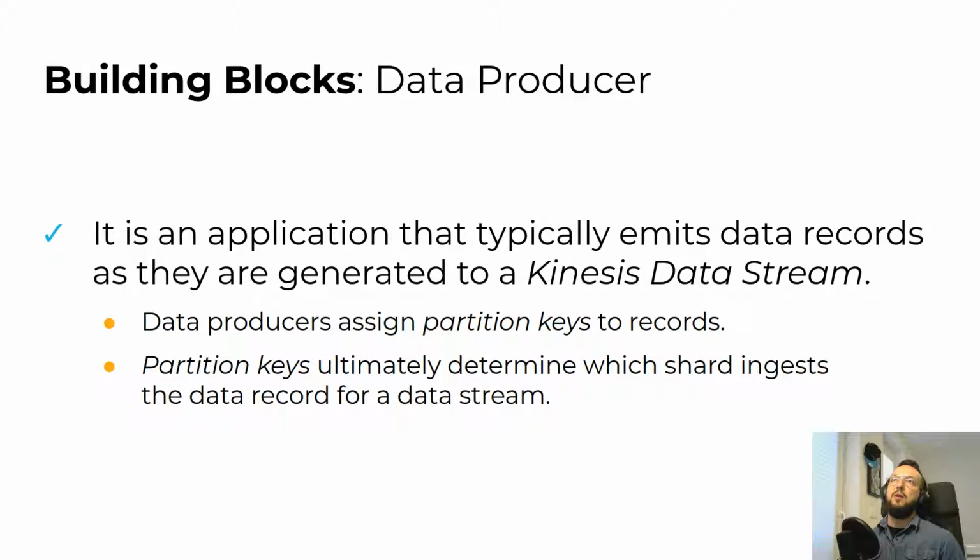So let's start by tackling all those definitions one by one. First, let's start with the data producer. As you may imagine, it is an application that basically creates the data and emits it to a stream. Data producers assign partition keys to those records, and we will talk about partition keys in a moment in detail. But basically, a partition key can be understood as a way to shard the ingested data for your data stream. So it's a way of splitting the amount of data between multiple processing units.